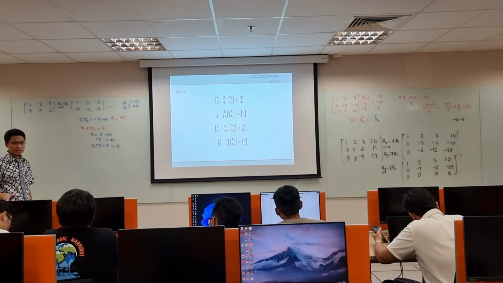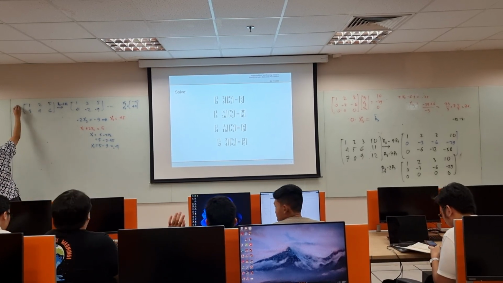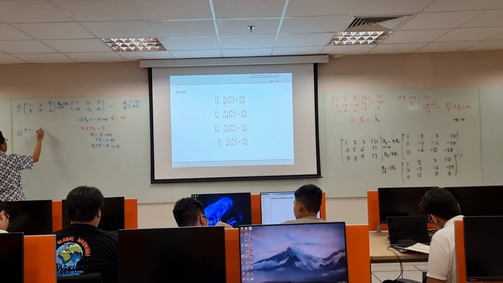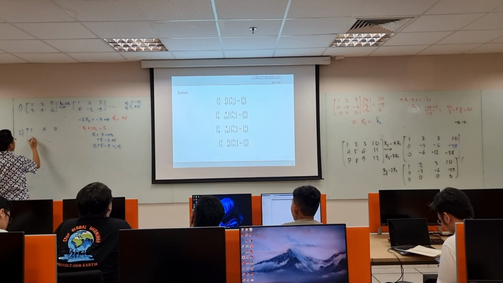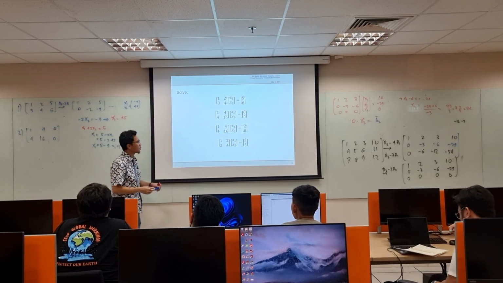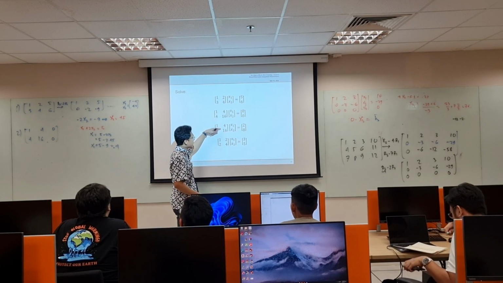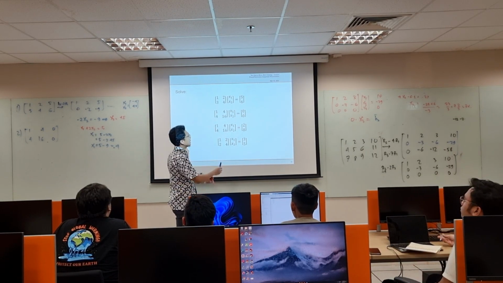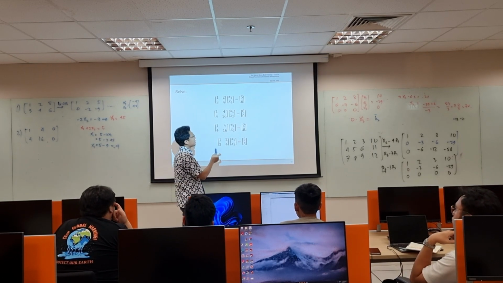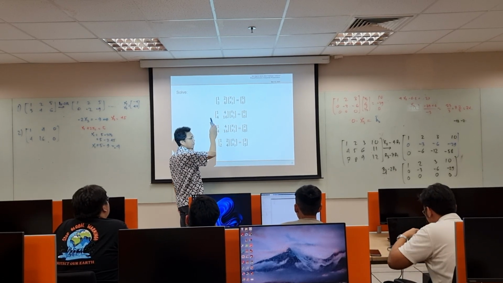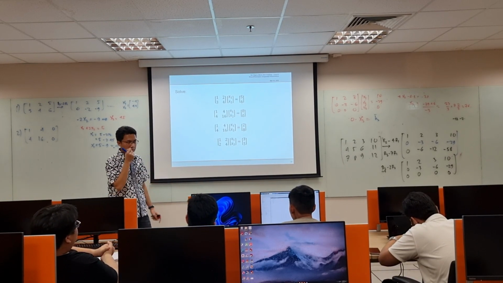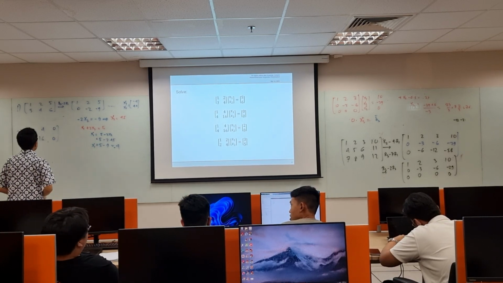Second problem. The second problem has infinitely many solutions. So 1, 4, 0, 4, 16, 0. What do you observe here about the row and the column of the matrix? The second row is 4 times the first row. Also, the second column is 4 times the first column. Yeah, it is not linearly independent.